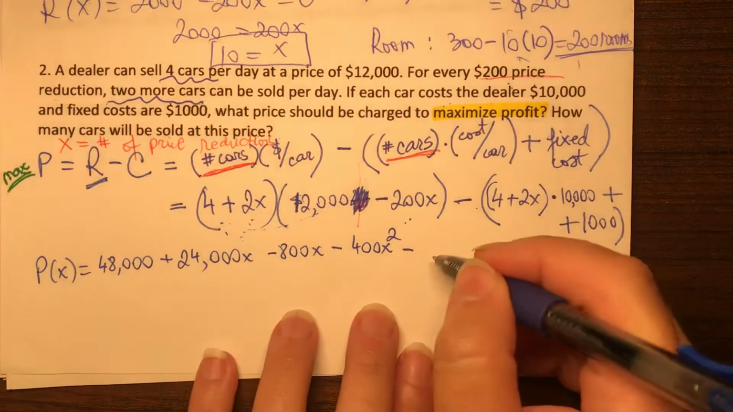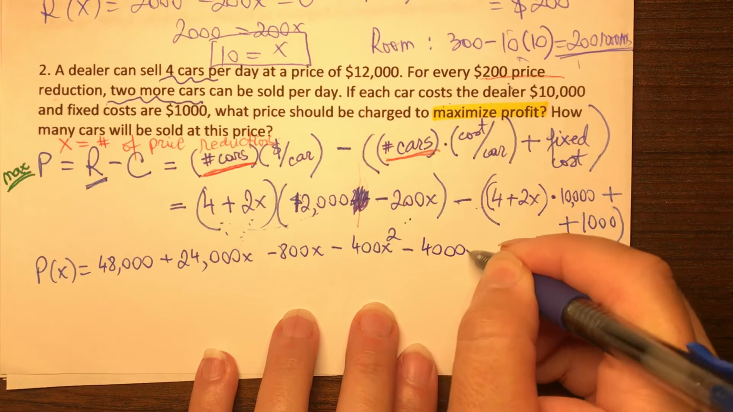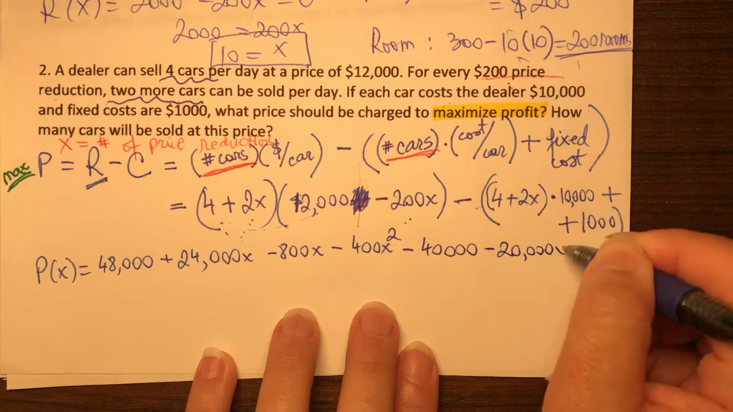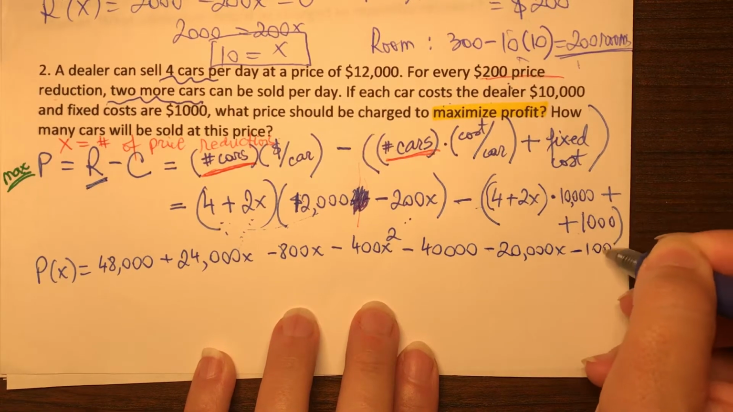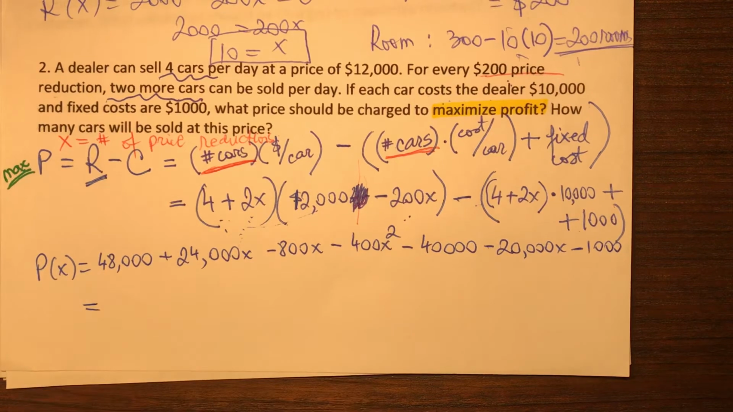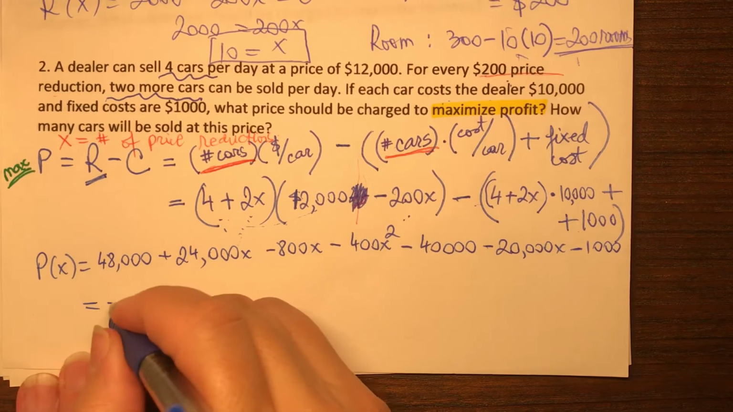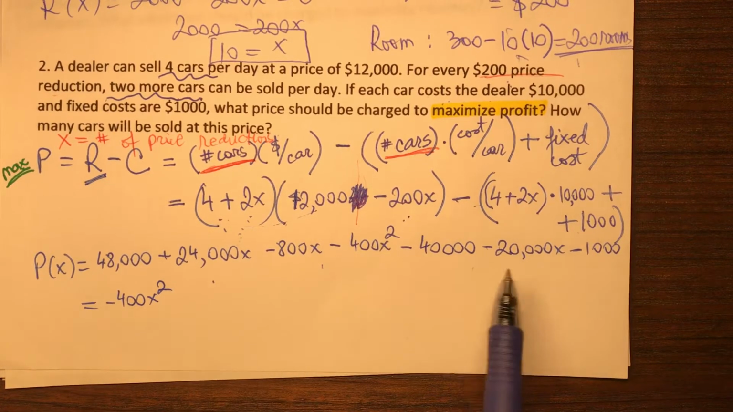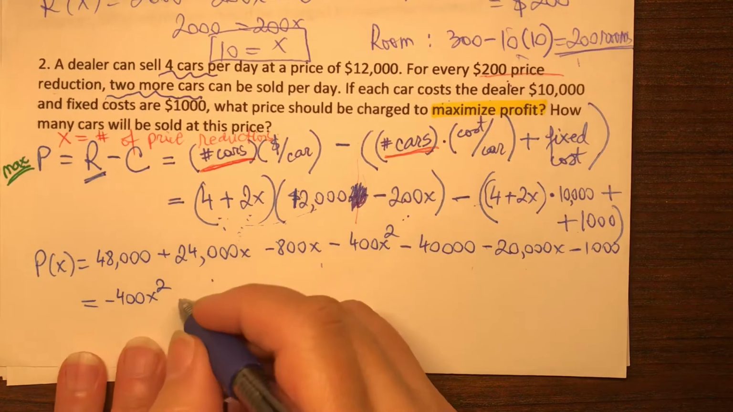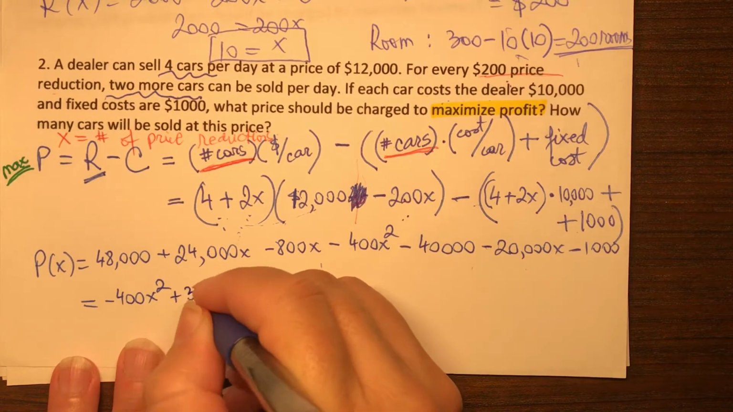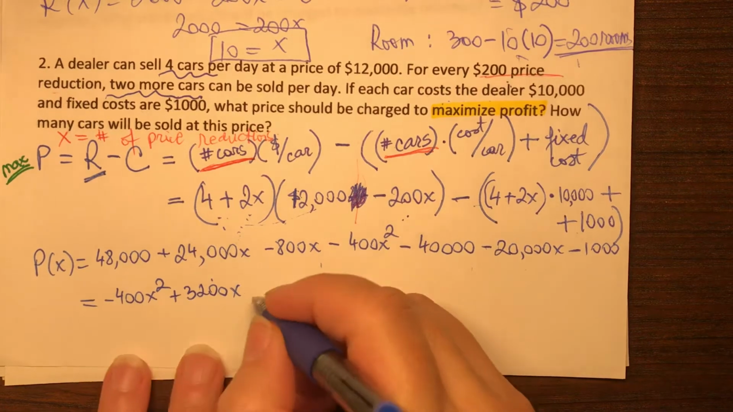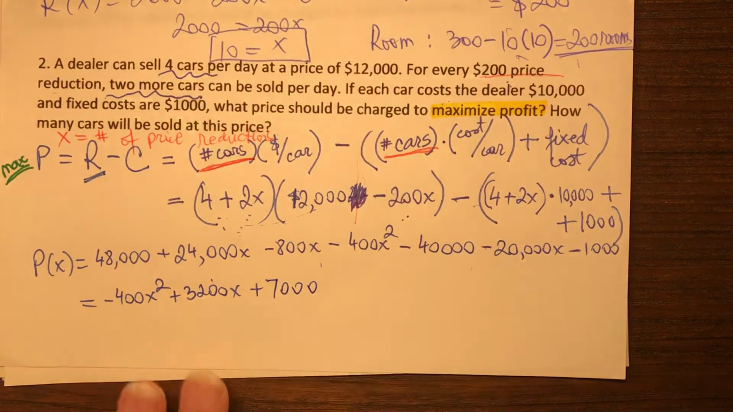So it's minus 40,000, minus 20,000x, and minus the $1,000 fixed cost. So combine all these like terms. This is what I'm getting. I'm getting a negative 400x squared. Then all these x terms put together, that's 24,000 minus 20,000 is 4,000, minus 800 is 3,200x. And the 48,000 minus 40,000, that's 8,000 minus 1,000, that's 7,000. Okay, so we got them all.